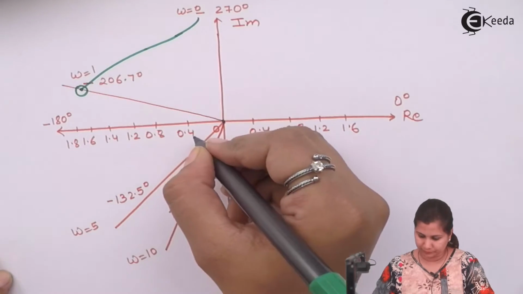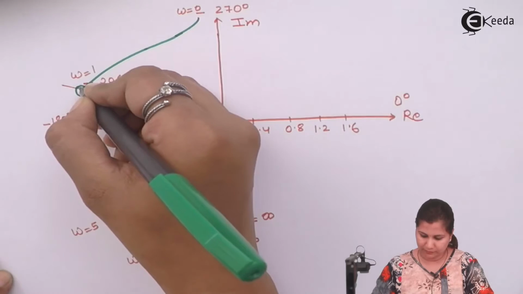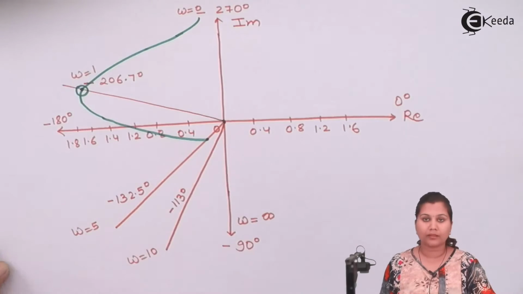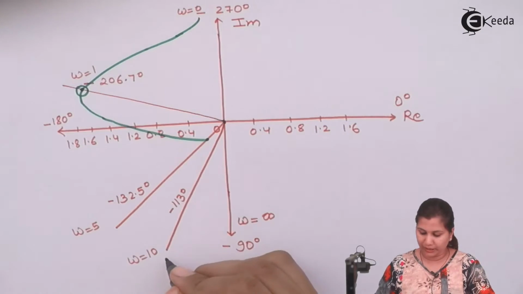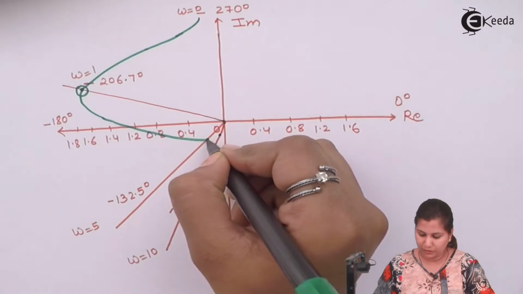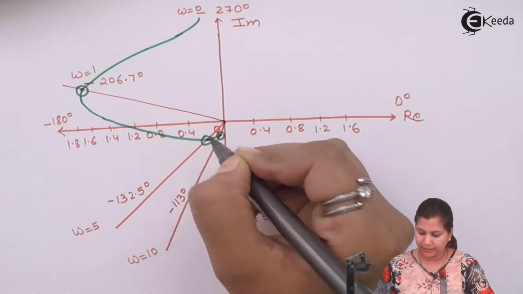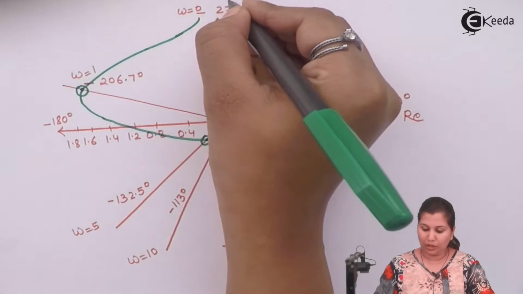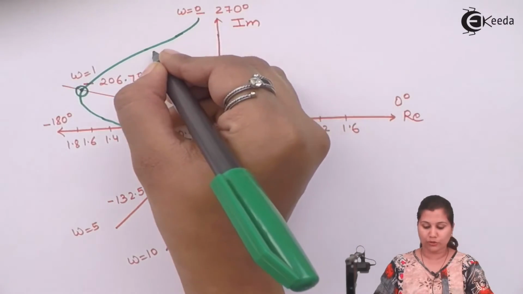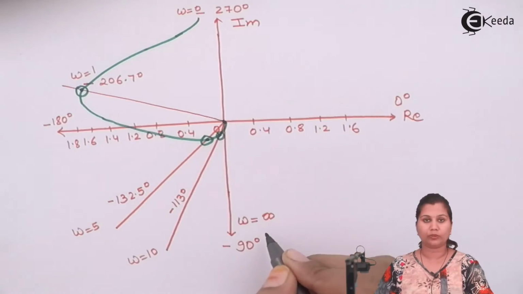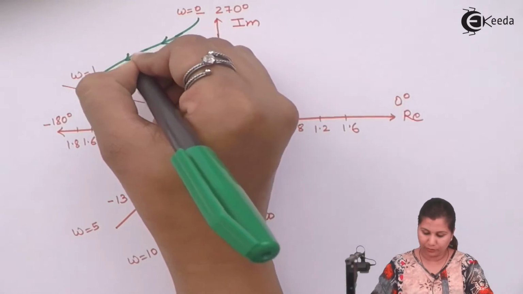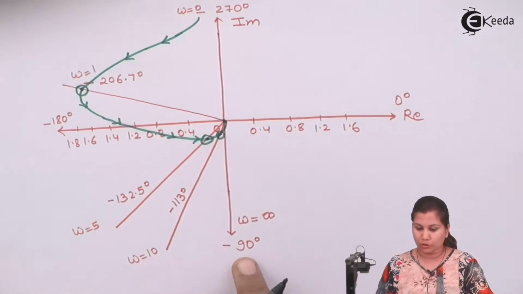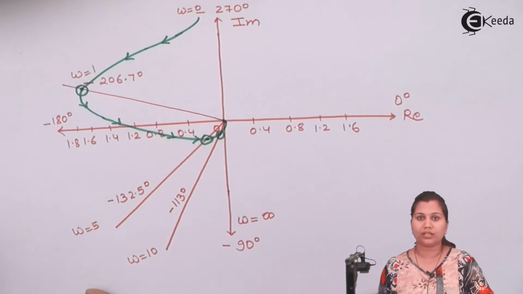Then for omega equals 10, the magnitude is coming out to be 0.1, so it will be here. And for omega equals infinity, the magnitude is 0. So the polar plot is starting from omega equals 0 and terminating at omega equals infinity. So we will draw the arrows here. So this is the polar plot of the system.